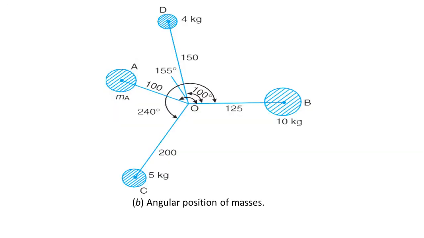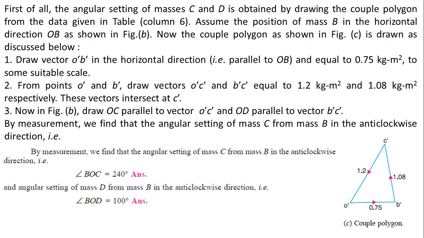So this is the angular position that you have to get after getting the angles. So let us see how to start the problem here. First of all, you need to get the angular settings of the masses C and D, because you don't know the angular position. By default, you can take the B position as the horizontal direction, so that it starts from 0 degree. So with that reference plane, you can take the angles for the other masses.